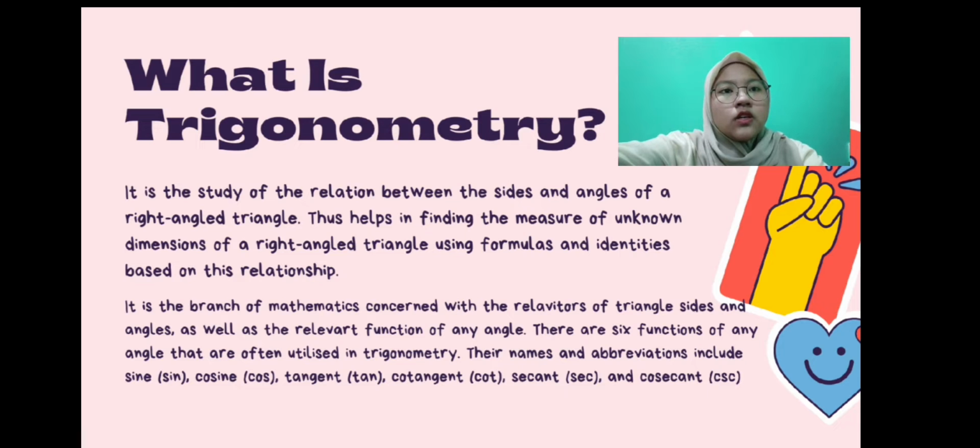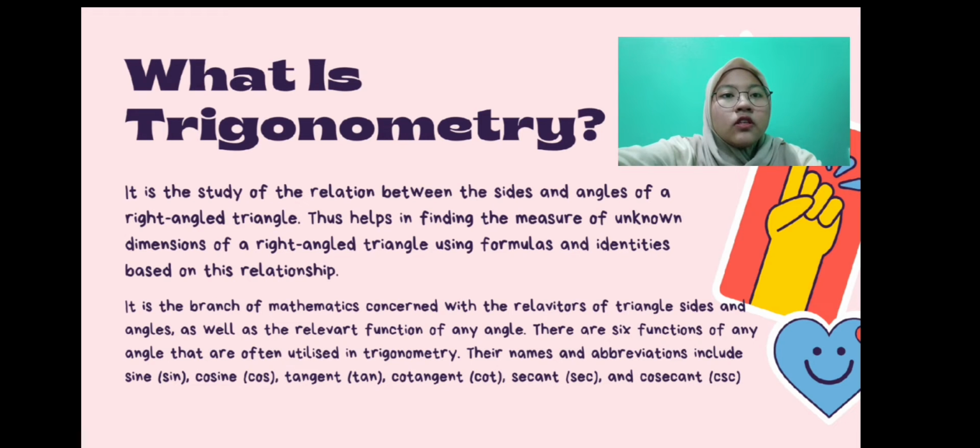Now, what is trigonometry? Trigonometry is the study of the relation between the sides and angles of a right angle triangle. It helps in finding the measure of unknown dimensions of a right angle triangle using formulas and identities based on this relationship. It is the branch of mathematics concerned with the relationships of triangle sides and angles, as well as the trigonometric functions of any angle. There are 6 functions of any angle.